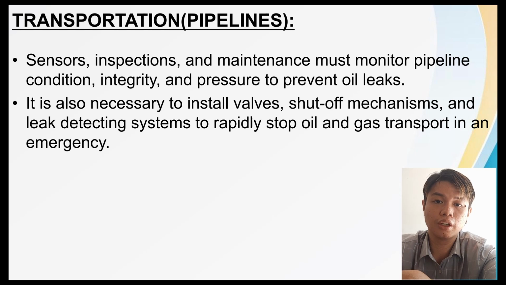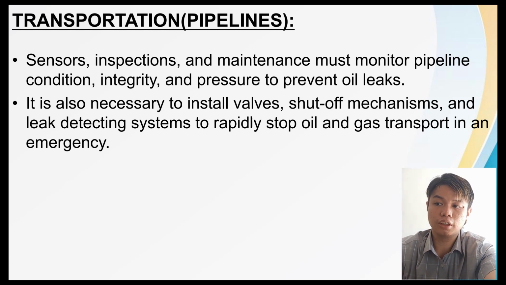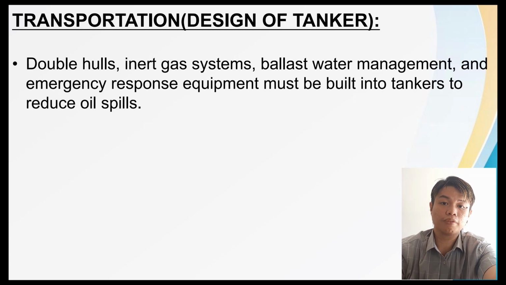Hello, my name is Lefrency Devin from DMOS 6A. Today I will present about control measures for transportation. First, pipeline. Sensor inspection and maintenance must monitor pipeline condition and pressure to prevent oil leaks. It is also necessary to install valves, shutdown mechanisms, and leak detecting systems to rapidly stop oil and gas transport in an emergency.